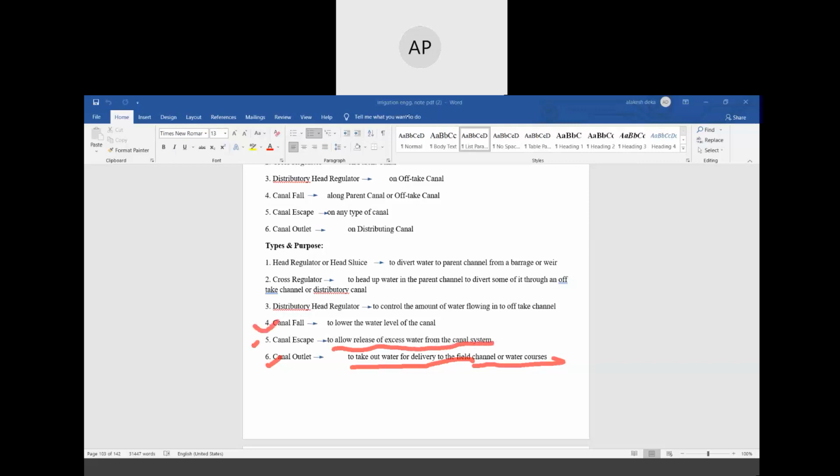Next is canal fall, to lower the water level of the canal. Next is distributary head regulator. What is the function? To control the amount of water flowing into the off-take channel. Next, cross regulator: to head up water in the parent channel to divert some of it through the off-take channel or distributary canal. Head regulator or head sluice: to divert water to the parent channel from a barrage or weir.